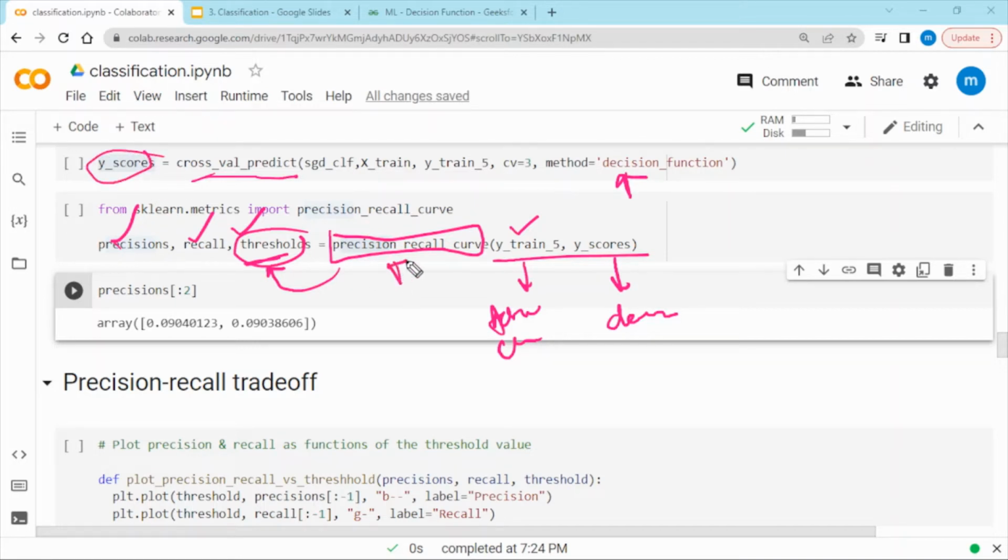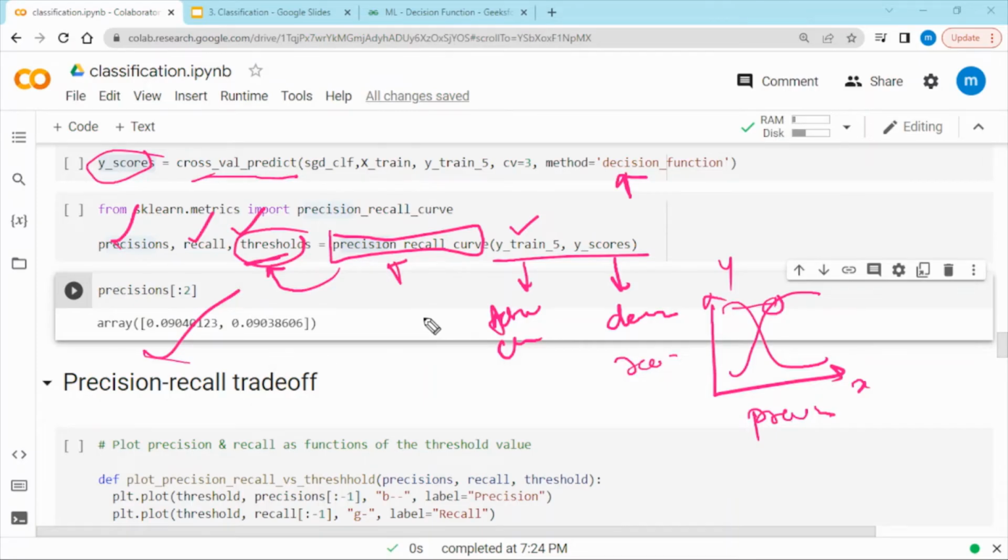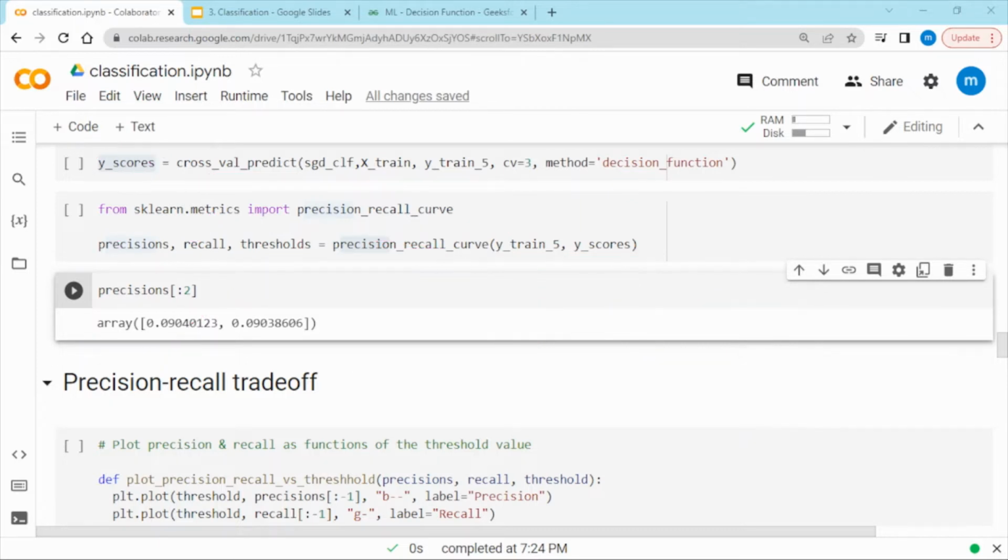When I pass this to precision_recall_curve, what is the precision recall curve? It is a graph between precision and recall. It will plot the graph, and there is some methodology based on which it will decide the threshold and give the precision and recall. But there is a trade-off between the precision and recall. Let me explain with the help of a diagram, and then we will look into the graph. Just a minute, let me clear the screen.